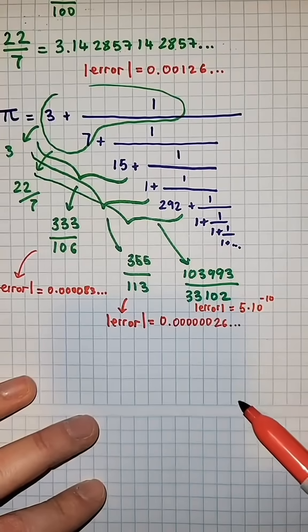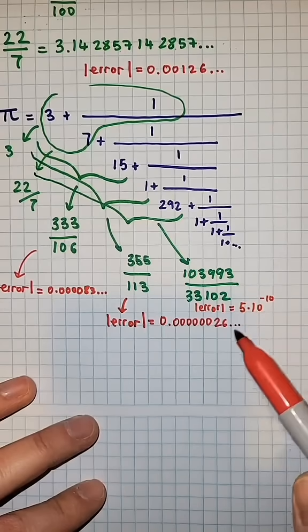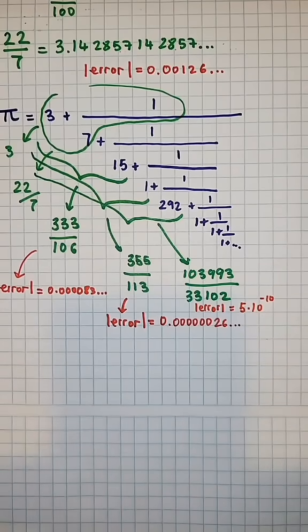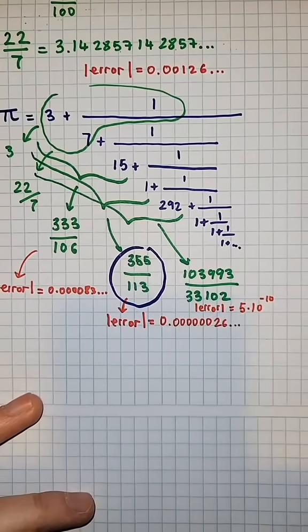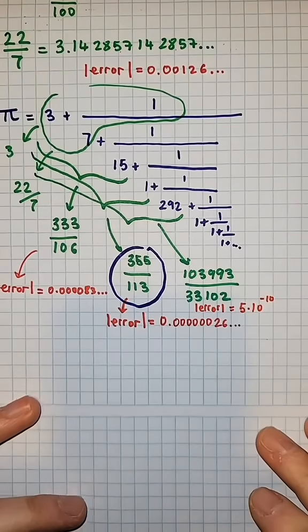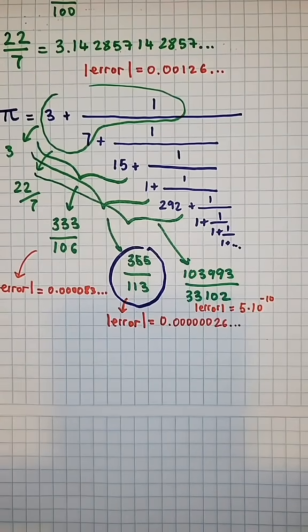And that one seems a little bit overkill. It's an awesome approximation, but your money is on this one. So if you really want a good approximation of pi, then use 355 divided by 113. That's a great approximation.